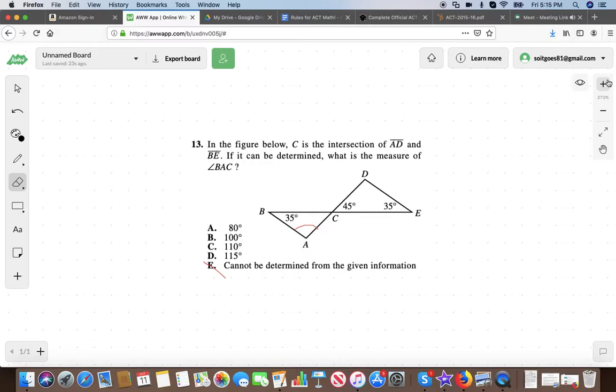I would probably eliminate 115. That seems like a bit much, especially because you already have 35 there. Yeah, that's too large. 115 seems like a lot. I agree with that. I think even easier, though, to eliminate is answer choice A, right?